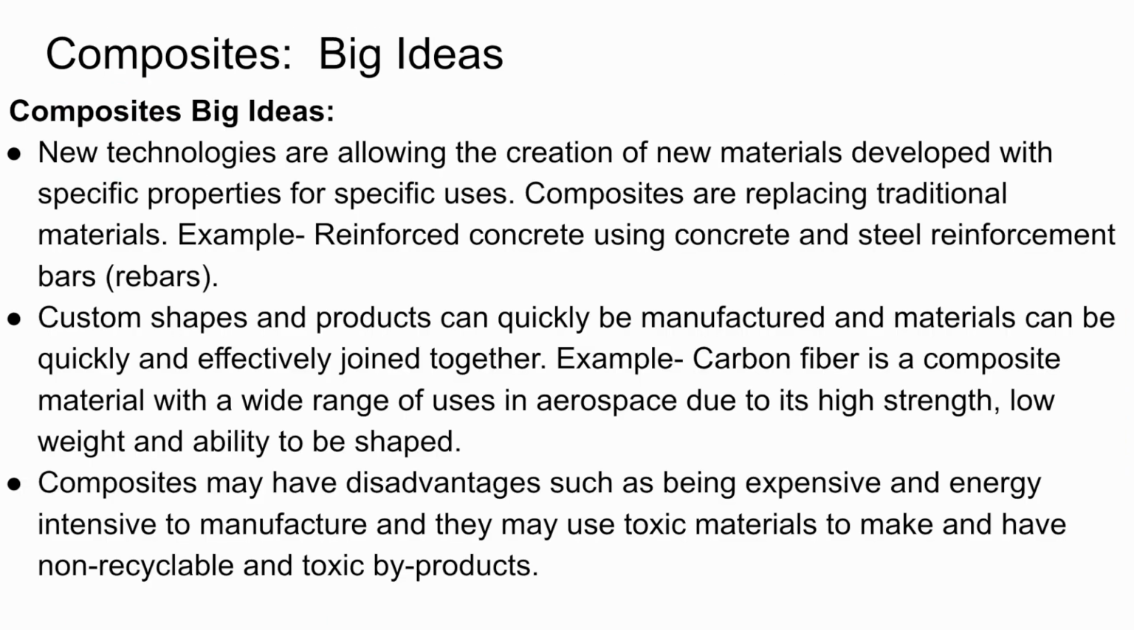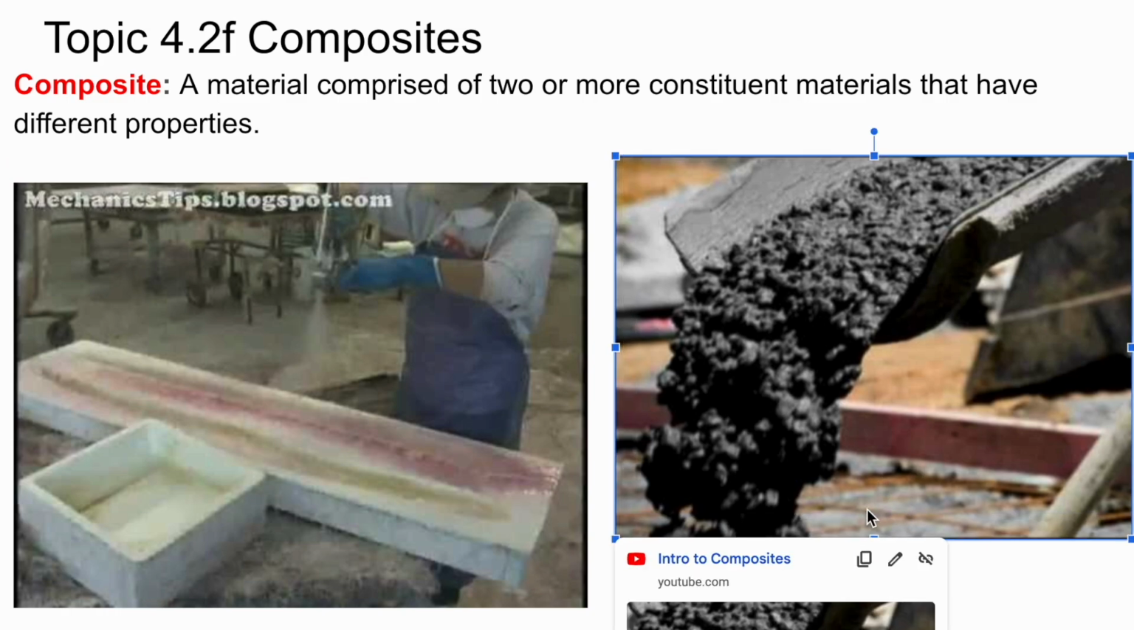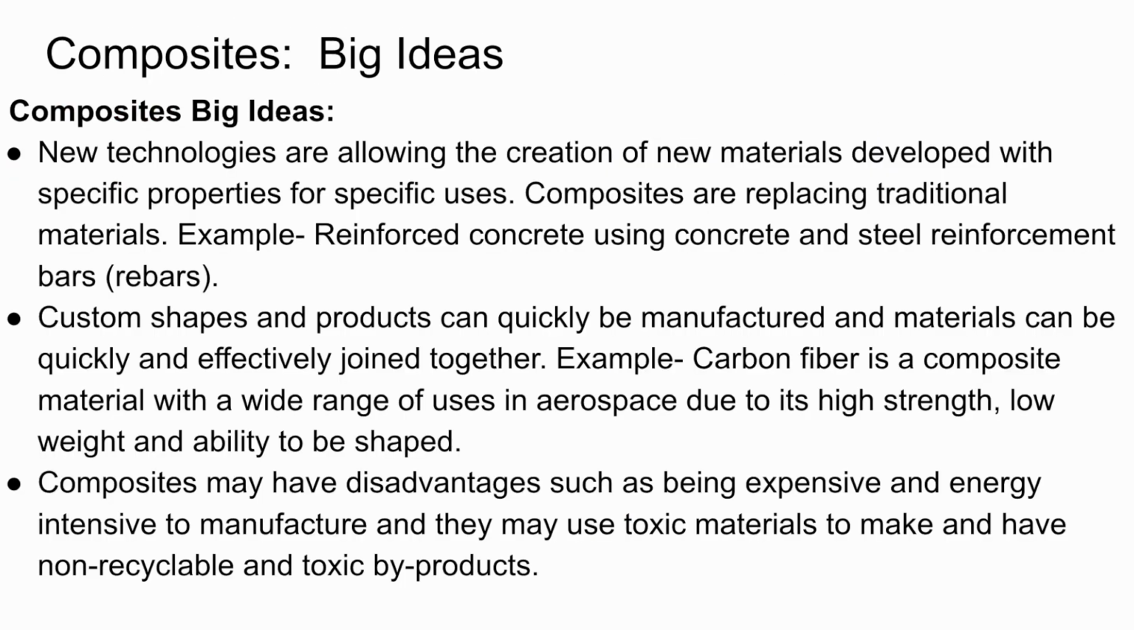The big ideas with composites are that new technologies are allowing for the creation of new materials with specific properties for specific uses. Composites are replacing traditional materials. An example would be, like I mentioned before, reinforced concrete using concrete and steel reinforcement bars, which are called rebars. And you can see that here. These are some sort of rebar down here, this steel cage that the concrete's being poured into.